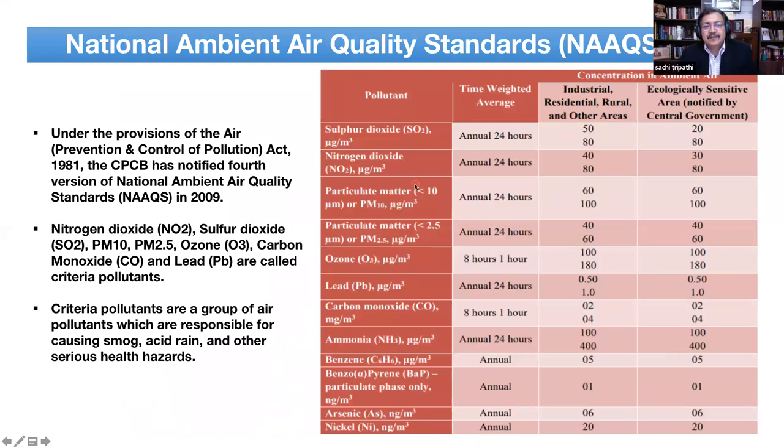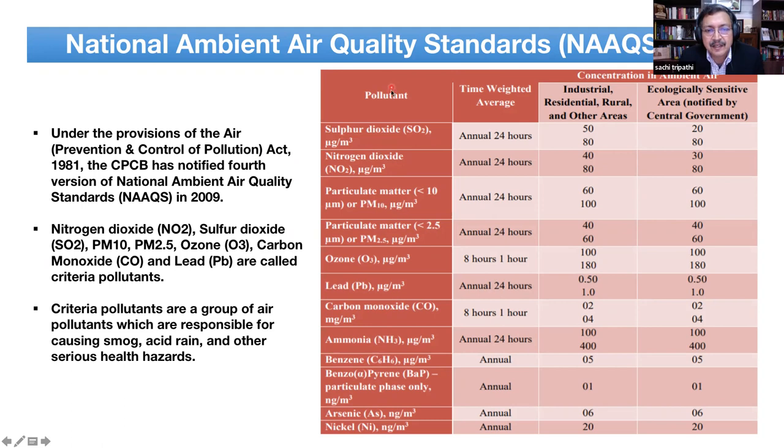This slide gives you an idea about the National Ambient Air Quality Standard. This is basically created after looking at health data and ambient air quality monitoring data. The Central Pollution Control Board has created that.